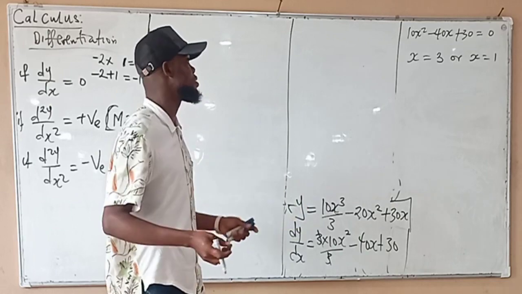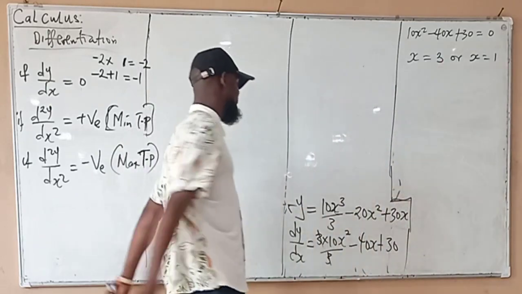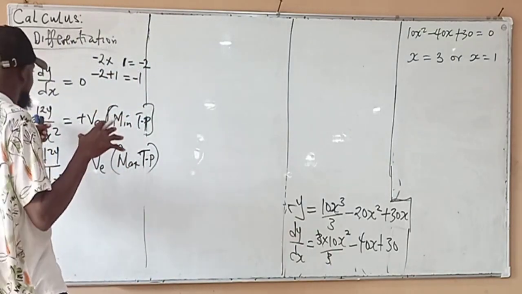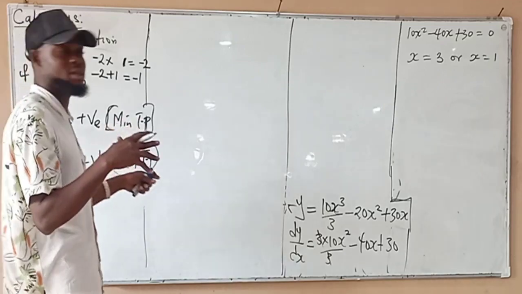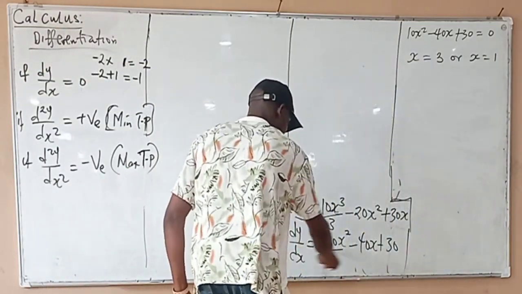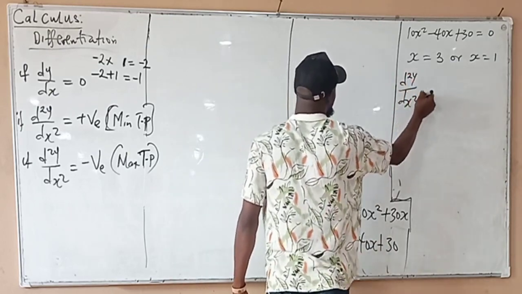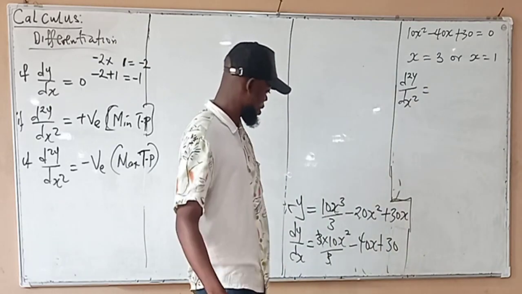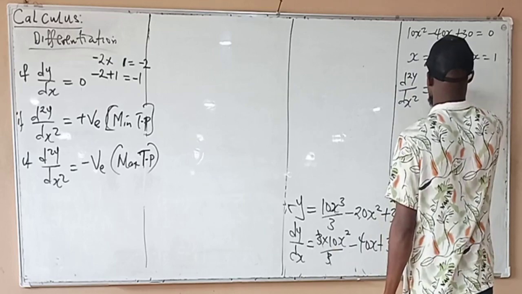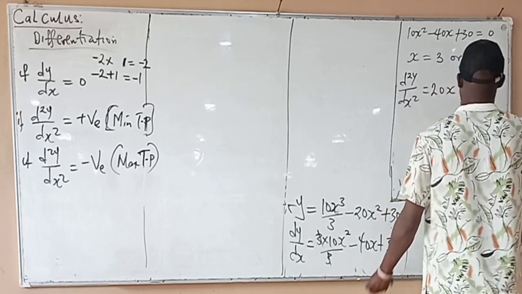You try, see if you can do it. These are the two critical values of x. The next thing is to differentiate again so we know the maximum and minimum turning points. So d²y/dx² will be 2 times 10, which gives us 20x, then minus 40. Differentiating 30 gives 0.